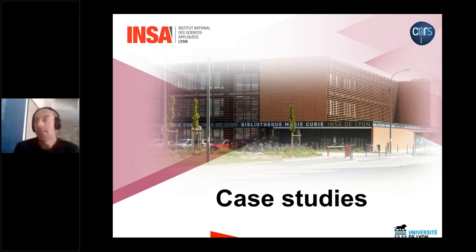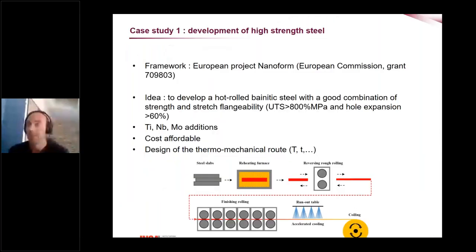So the first case study was one of my PhD students. It's the development of a new high-strength steel, in the framework of a European project called Nanoform. I put the grant number here. The idea was to develop a hot-rolled bainitic steel with a very high strength, higher than 800 MPa, but also good hole expansion results, meaning higher than 60%.